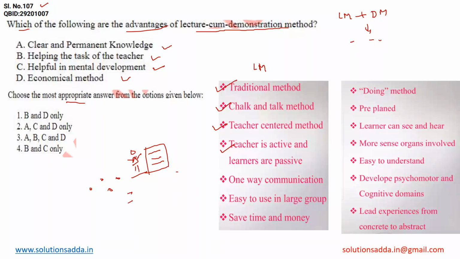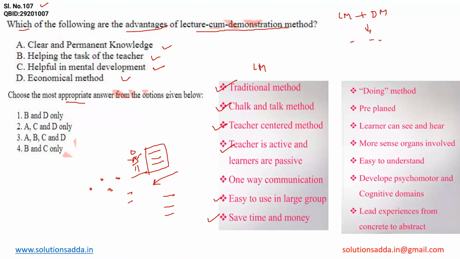So we can say it is only one-way communication, which is very easy to use in a large group. It saves time and money, because a large number of students can be taught at the same time. In this method, the teacher is just writing on the board and explaining the facts.